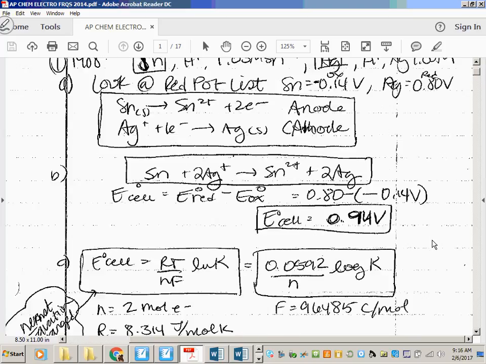All right, and then those are your half reactions. And then part B, write the balanced one. You just had to add them together, but you did have to use a multiplier of 2 on your silver, because you had to have the charge balanced by electron transfer.